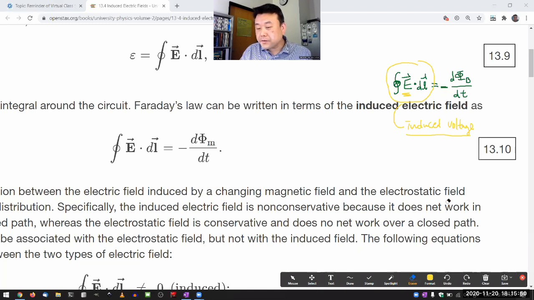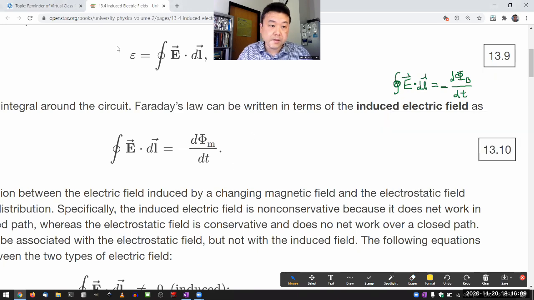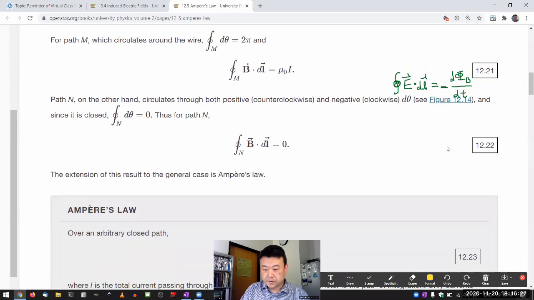Now, what I wanted to do was compare this to a situation where we do try to find the thing inside the integral. I want to show this to you side by side so that you can see a remarkable similarity between Faraday's law and Ampere's law. Let me get to Ampere's law. So that's Ampere's law. Let me copy it over.